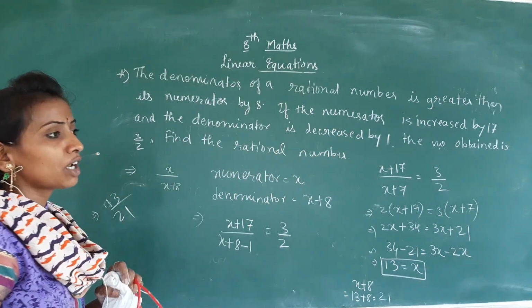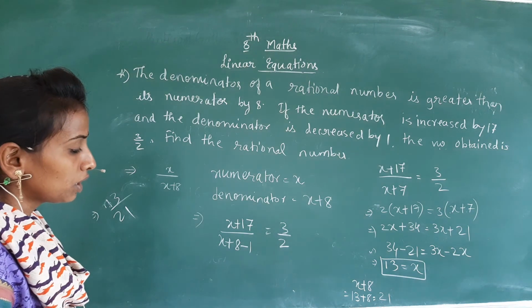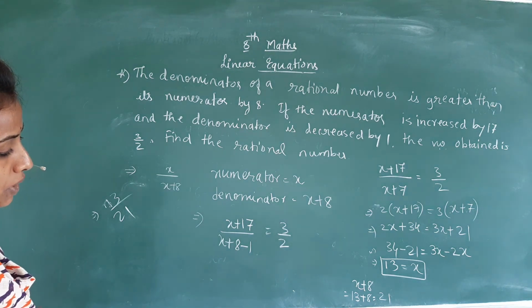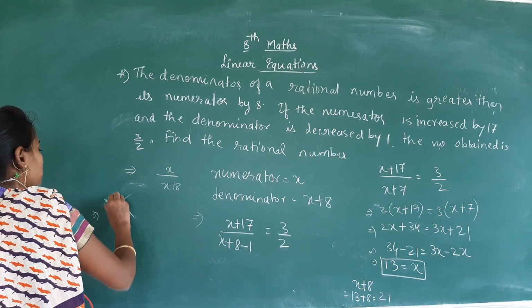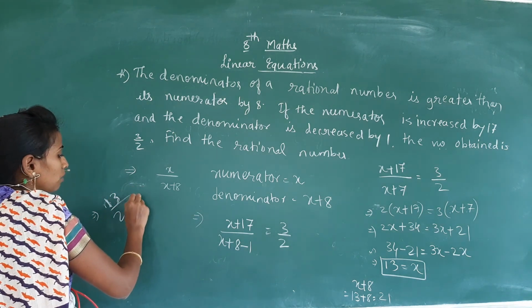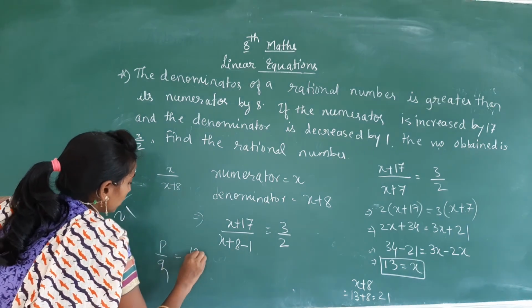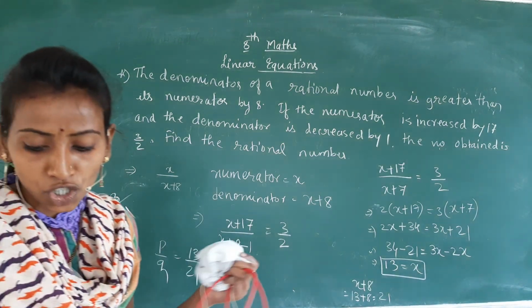That means the numerator value is 13. What about the denominator? The denominator is x plus 8. We put the x value in x plus 8, that is 13 plus 8 equals 21. So the rational number is 13 by 21, which is in the form of p by q. That is, 13 by 21 is our required rational number.